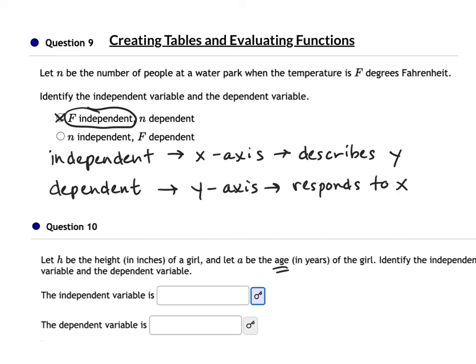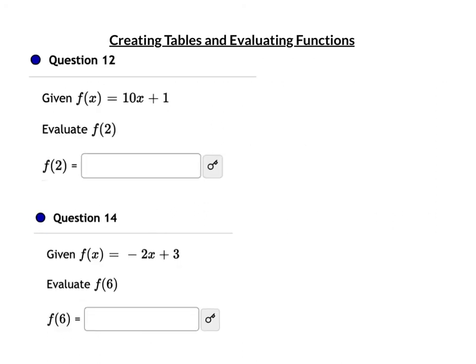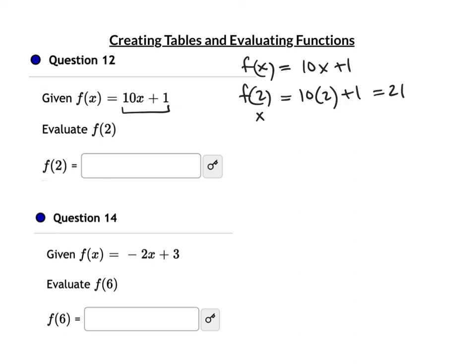Age ought to describe the height of a person. So the independent variable is A, the age, and the dependent variable is H, the height. Here's a couple of examples where you're just plugging in values. What's f of 2 when my equation is 10x plus 1? Remember, this is x. F of x is equal to 10x plus 1. So when x is 2, it'll be 10 times 2 plus 1, which is 21.